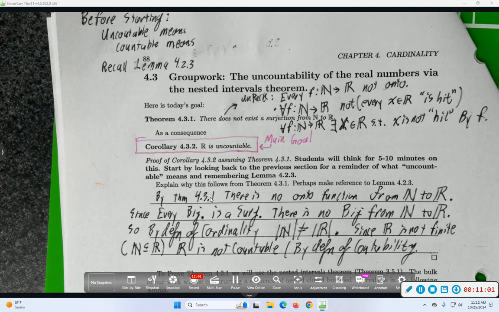And, well, we already have a separate name for something that is a function from the natural numbers to the real numbers. What's the word we have for that? A rule that associates a natural number to a real number. Well, that's a sequence, right? Yeah, that's it. So we want to show that every sequence fails to hit something.